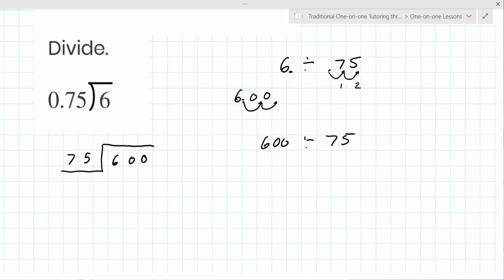So this one's a little bit harder because it's 2 digits on the outside, which I can see why that would be very challenging. But you can do this. So does 75 go into 6? No. Does 75 go into 60? It does not. It's bigger. 75 is bigger than 60.